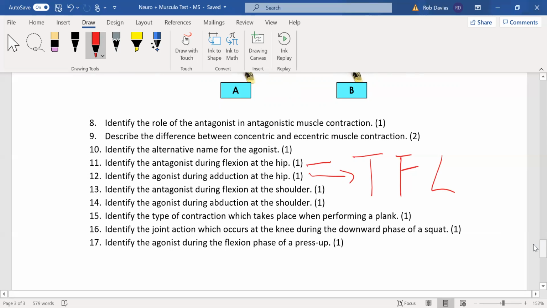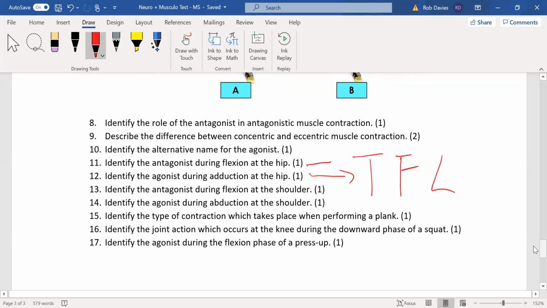15, the type of contraction which takes place when performing a plank is an isometric contraction. No change in muscle length, no movement. 16, joint action which occurs at the knee during the downward phase of a squat, and that is an eccentric contraction. Joint action which occurs at the knee during the squat. Yeah, so that's flexion, which is the joint action. The type of contraction is eccentric. The joint action is flexion.